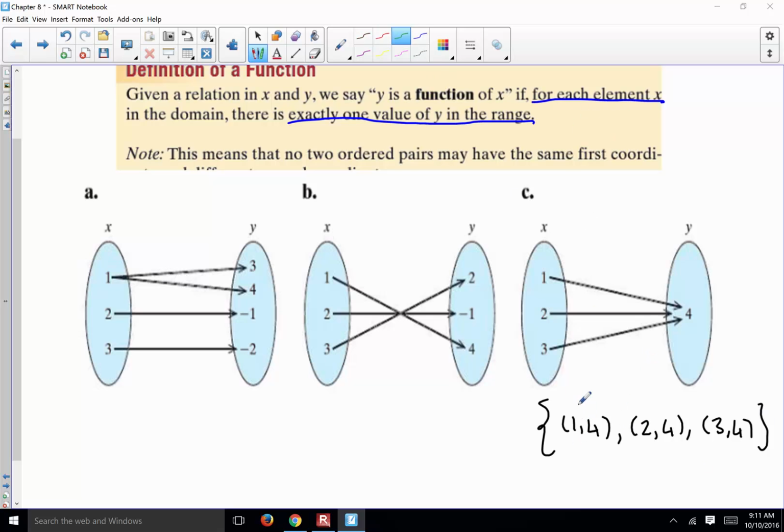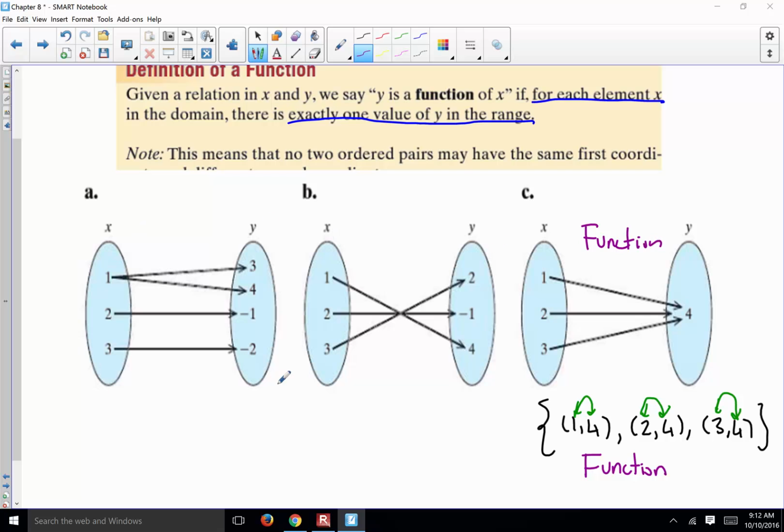For each element x, this is x, this is x, and this is x. Do you see exactly one y value in the range? For element 1, do you see exactly one value? Yeah, I see 1 going to 4. I see 2 is going only to 4. 3 is going only to 4. Everybody is going to only one destination on the right side. So this one fits this description. We call it a function. This thing is a function.